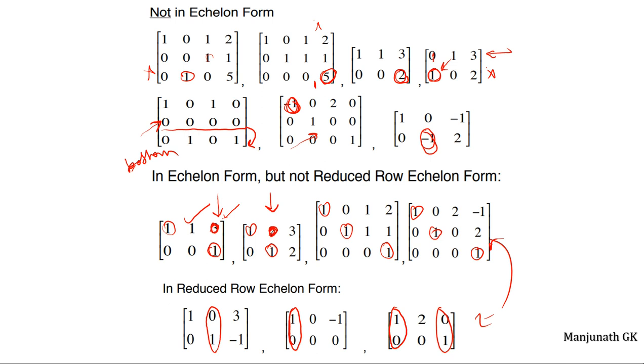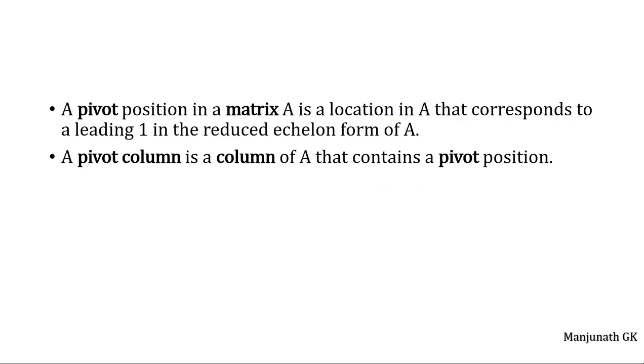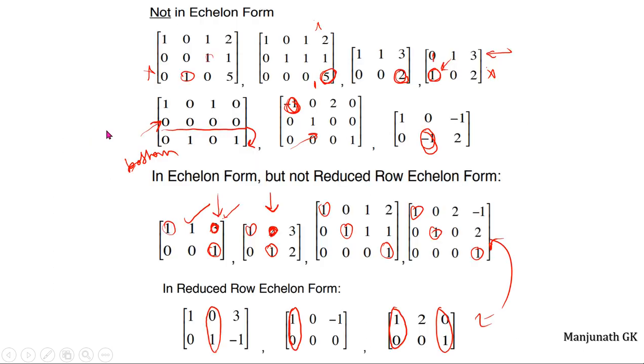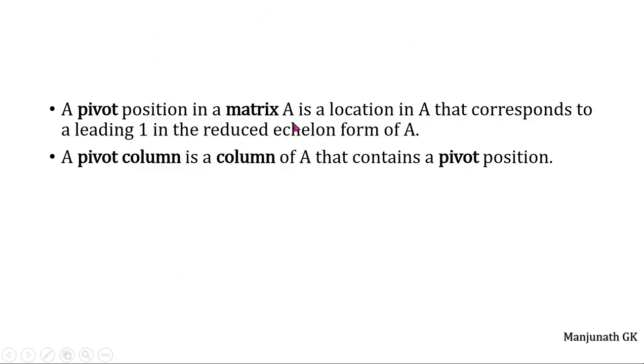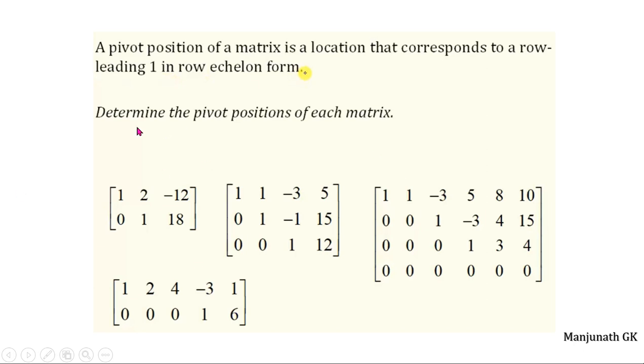They are very important concepts used to solve null space and column space of a matrix. Next, a small concept, a pivot. A pivot position in a matrix A is the location in A that corresponds to the leading one in the reduced echelon form of A. A pivot column is a column of A that contains a pivot position. Consider here. What is a pivot position? The pivot positions of this matrix are above the zero. These two are pivot positions.